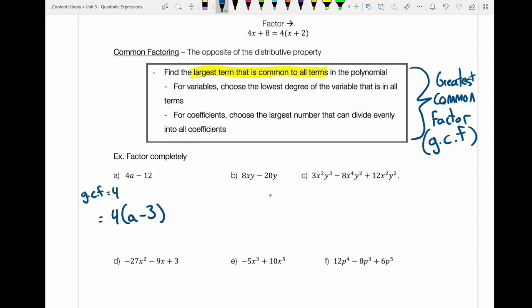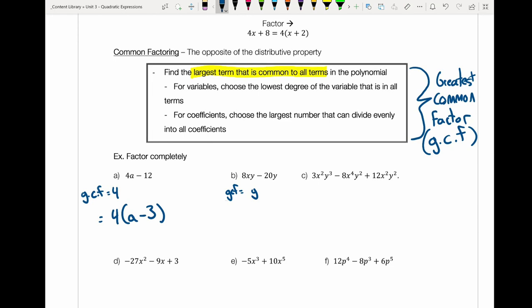If I look at B, again, I'm going to look for this largest term or this greatest common factor, this GCF. So I have to look at what variable is common between both of them. In this case, I can see that there's a y that's common between both of them. They both have y's, so I know that my greatest common factor is going to have a y.